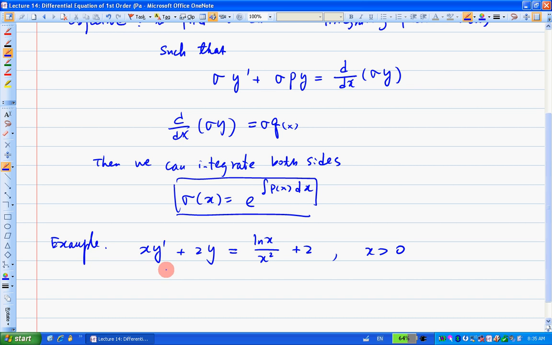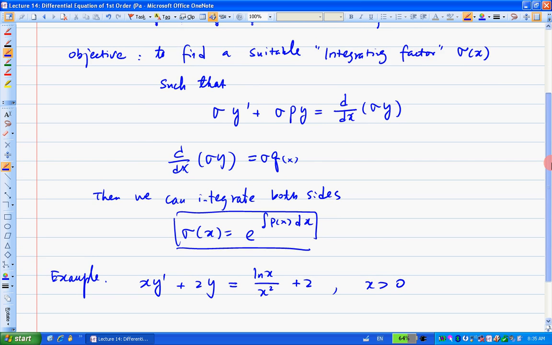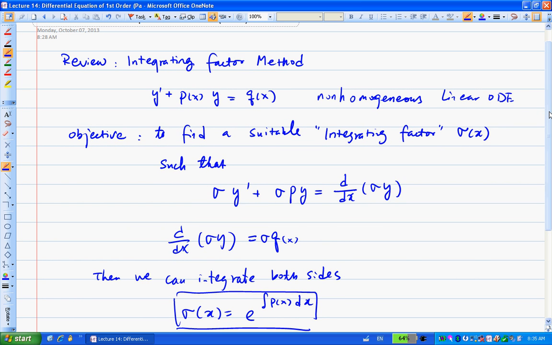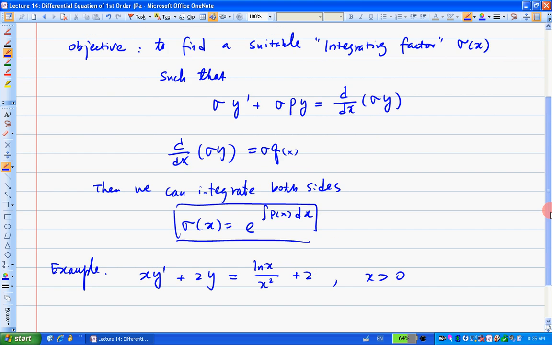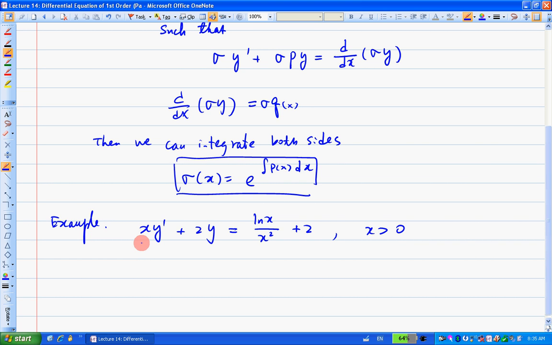When we look at this example, I want you to be careful, because all of the things we were talking about are with respect to the standard format. The standard format means you look at the coefficient in front of the first derivative y prime, which is 1. Here, this is x. This is not 1. So the first step is to normalize this differential equation.